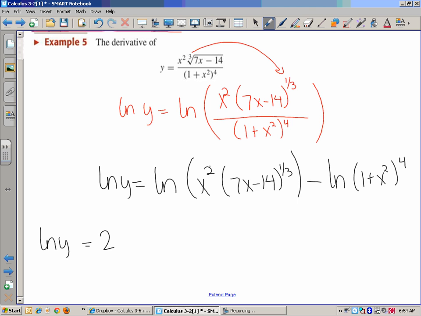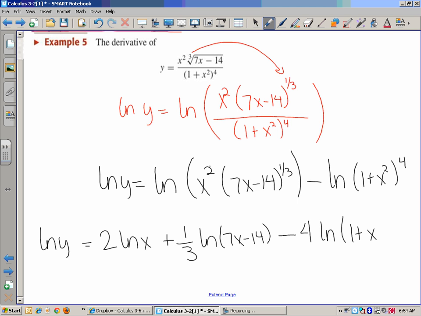So this is going to become 2 times the natural log of x plus 1/3 times the natural log of 7x minus 14 minus 4 times the natural log of 1 plus x squared. And so on this line, I'm going to pause here for a second. On this line, what I've done is I've taken this product and I've separated it by the plus sign. I've also utilized the power rule for logs, and I've brought both of my exponents down in front. Okay, I've done the same thing here with this exponent. I've dropped it in front.